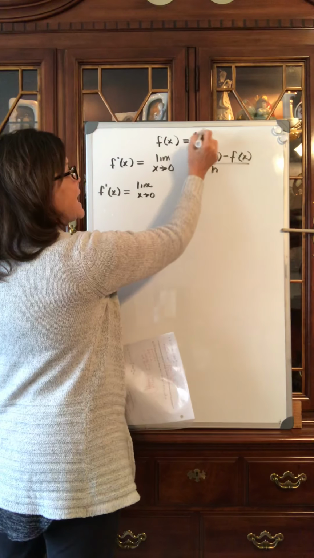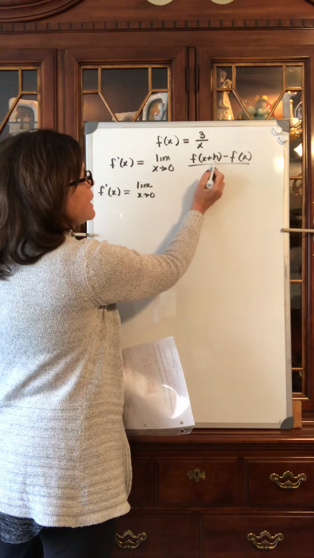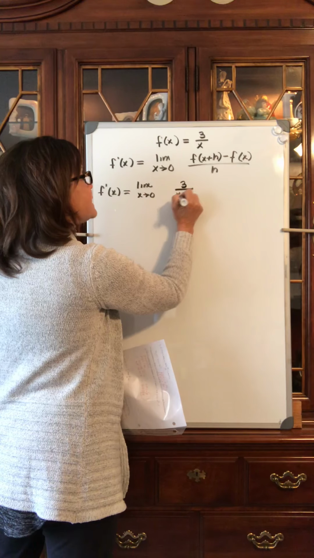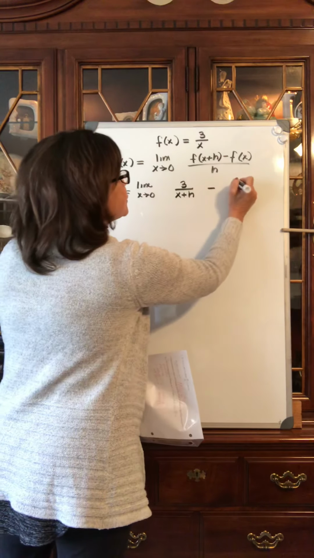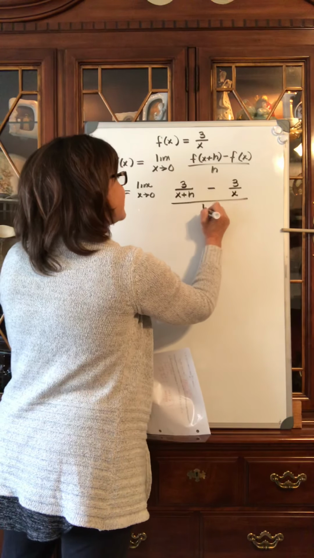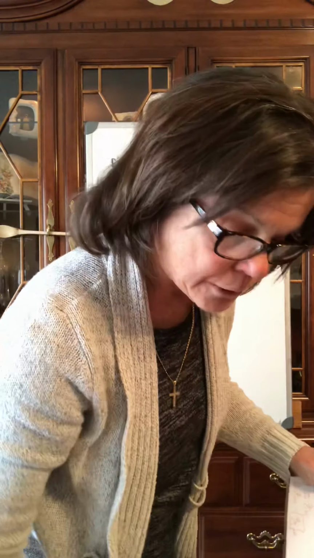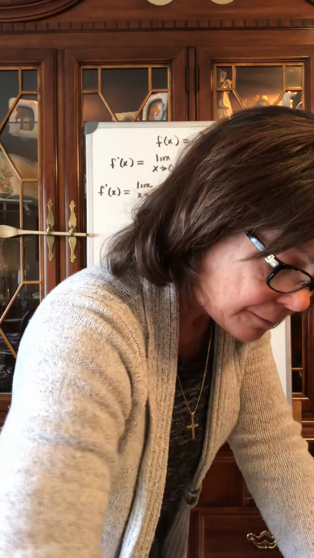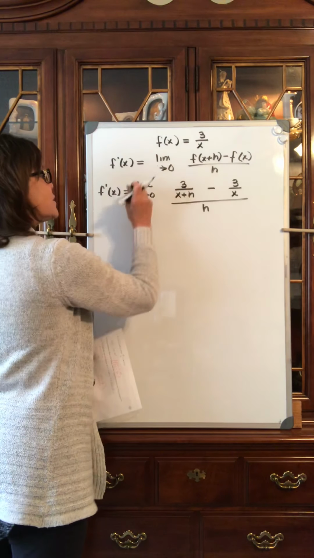Every place I see an x in the function, I'm going to replace it with x plus h. So f of x plus h will be 3 over x plus h. So I've done this, minus my original function, 3 over x, and the whole thing divided by h. I've made a small error. If I can find my small eraser. This should be as h approaches 0. Got to change this to an h.